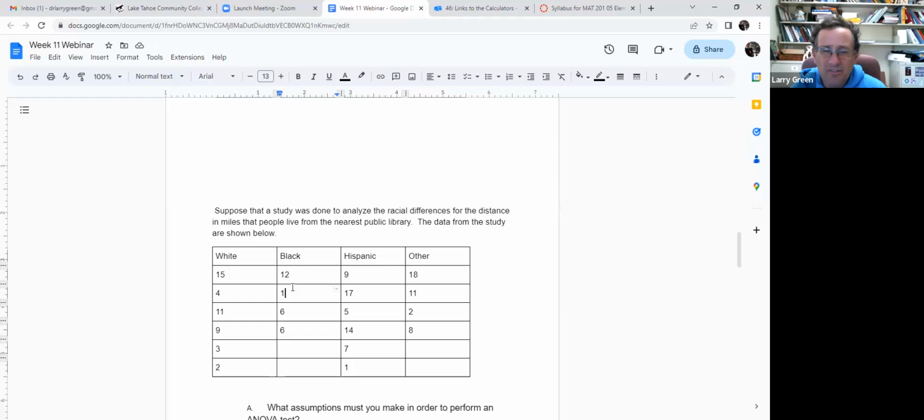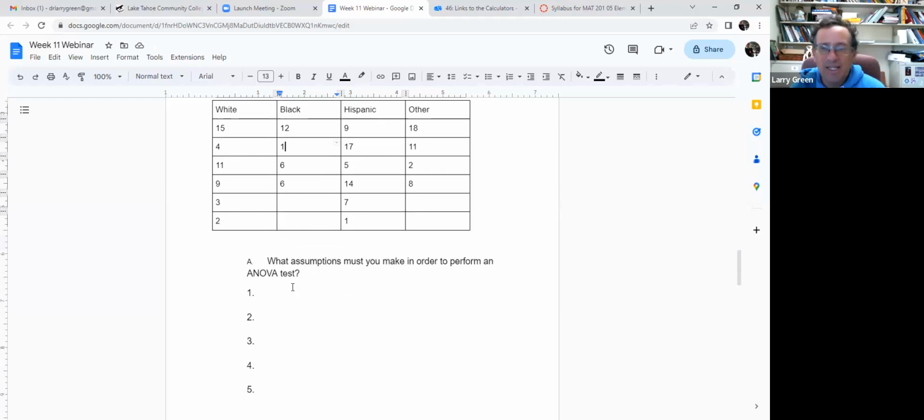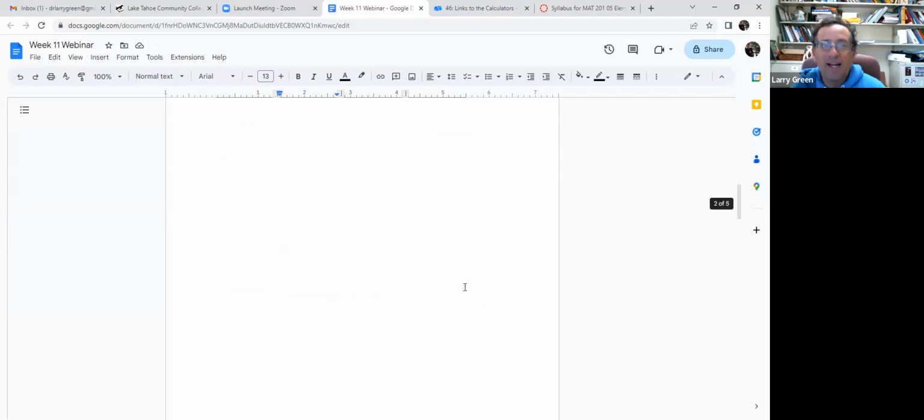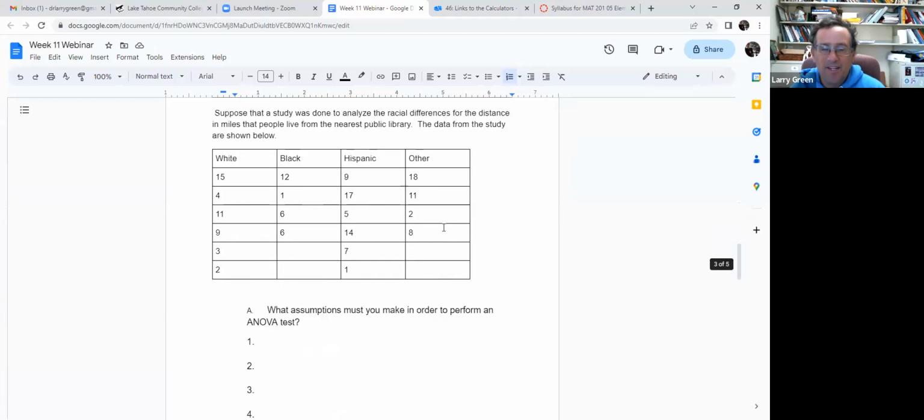So what we should do first is say, what assumptions do we have to make to perform an ANOVA test for this? Okay, any questions on the first question? All right, so it helps to go back to our list of assumptions and see if we need to assume that, or do we already know it? Do we need to assume that all sampling distributions are approximately normal? So take a look. What do you think?